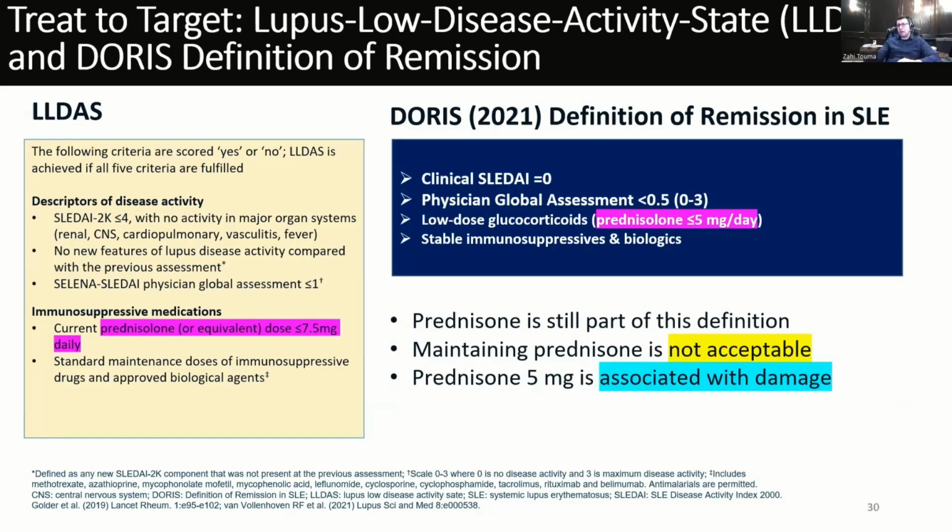Now here you can see head-to-head the LLDAS and the DORIS. And as I highlighted earlier, the DORIS is more stringent, lower SLEDAI, lower PGA, lower prednisone. Now you might say, but we don't like prednisone, and both definitions allow prednisone. But at this level, we have probably to accept this as a definition, but there is no doubt we need to work on developing definitions without prednisone, and hopefully we will be able to achieve this target with the availability or implementation, the use of new biologic therapy for lupus patients.